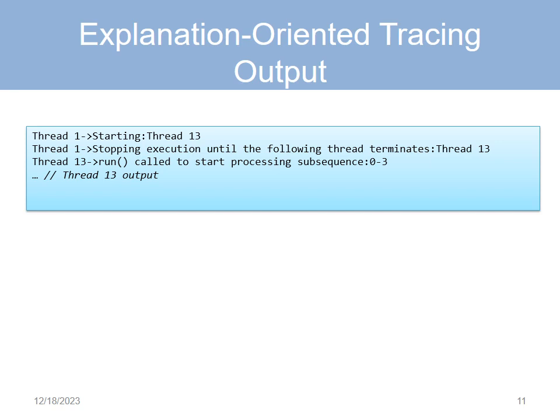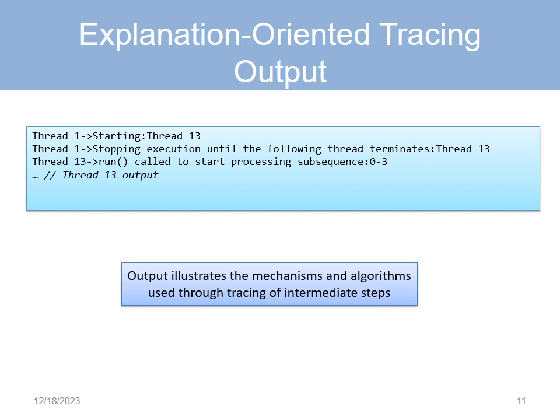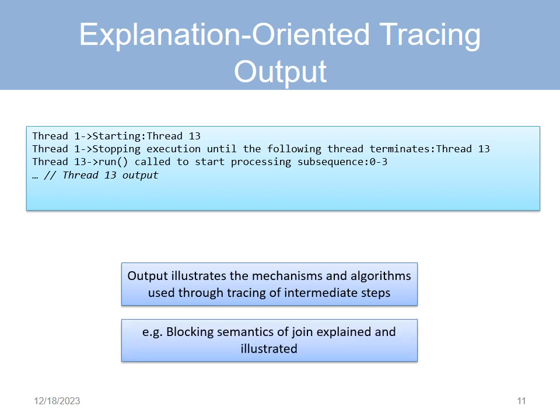Normal output, you give the input, maybe display the input and give the output, that's it. And the output here illustrates the mechanisms and algorithms used through tracing of intermediate steps. Okay? So here, the blocking semantics of join can be explained and illustrated through the output, for instance. Okay? So we talked of asynchronous versus synchronous distributed computing, and that kind of stuff occurs here too.